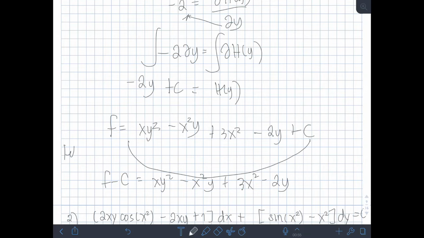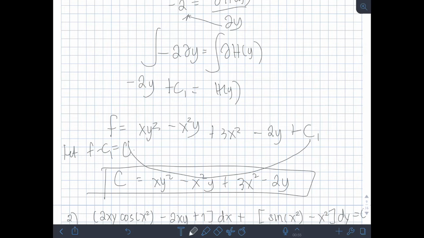Then we let f minus c be equal to a single c. Okay? We can call it c1 to differentiate it from the single c without a subscript. So we can make f minus c sub 1 equal c. So it simply becomes c. Therefore, this is our final answer: the solution of the exact DE is equated to a constant.